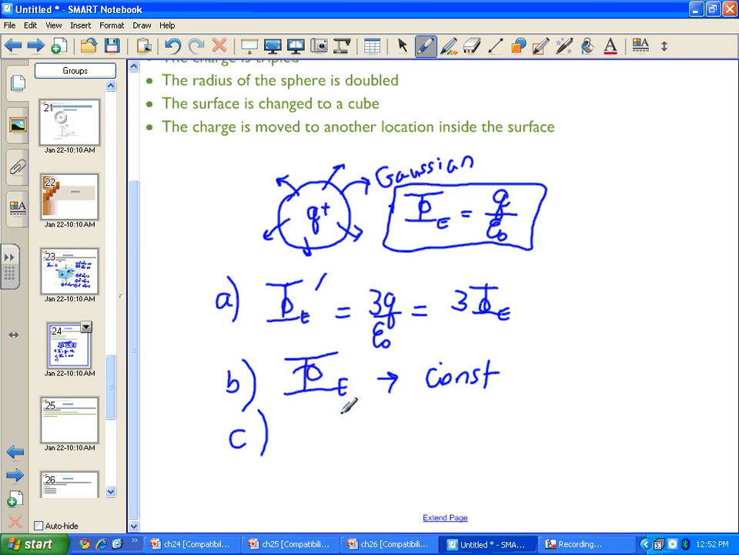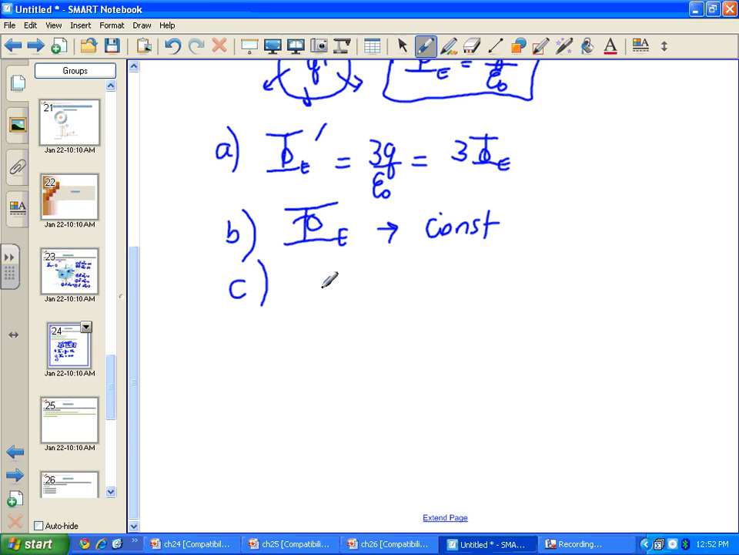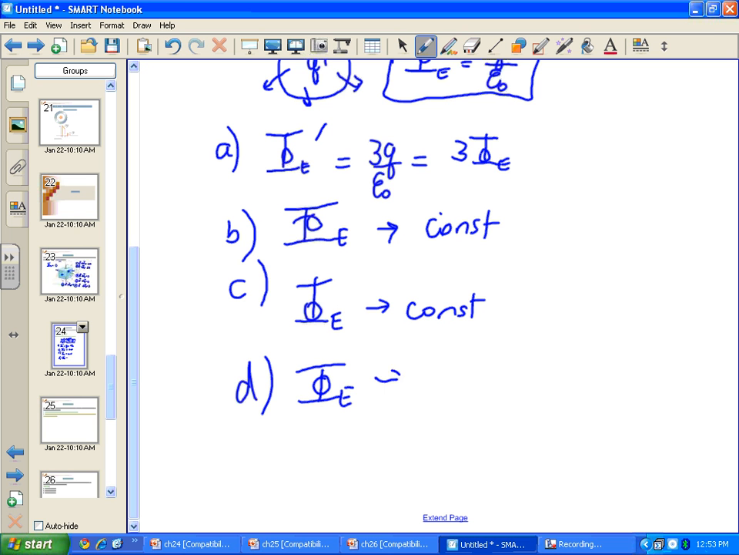Likewise, in part C, if we change the type of Gaussian surface, the electric flux also remains constant since it has no dependence on the shape of the Gaussian surface, only on the charge. Okay, well, lastly, what happens if we take the charge, Q, and we move it to another point, but also inside the surface? Here again, provided that the charge is inside the surface, the electric flux remains constant.